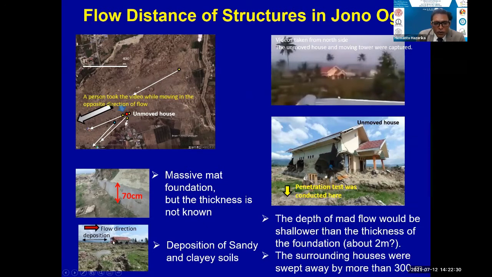So this is the flow direction, and you can see a lot of deposition around this area. We conducted some penetration tests close to that. So the surrounding houses were swept by more than 300 meters. You can see this is the 400 meters. So most of the houses, they were moved during the flow slides.